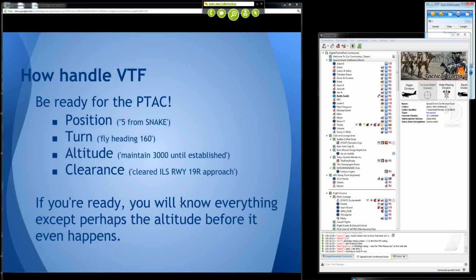Okay, so if you're ready, you'll know everything except perhaps the altitude before it even happens, which is a huge confidence builder. Okay, that is what I have on approaches.